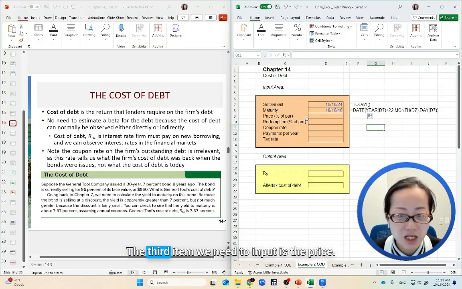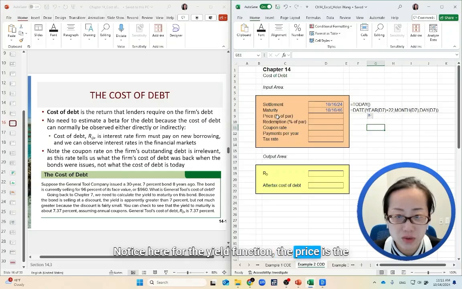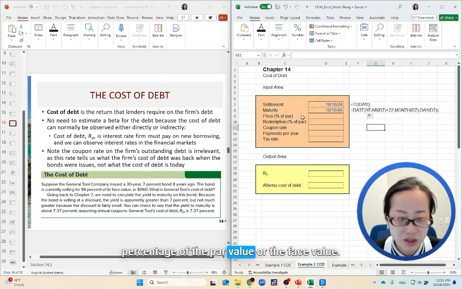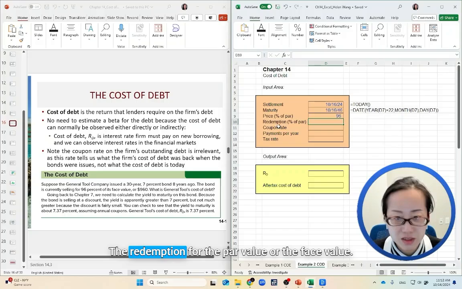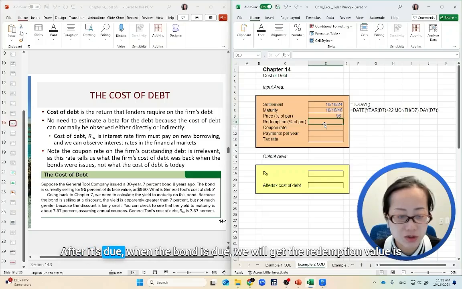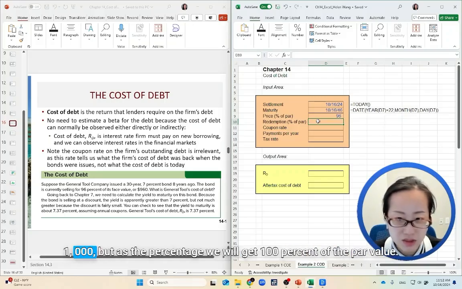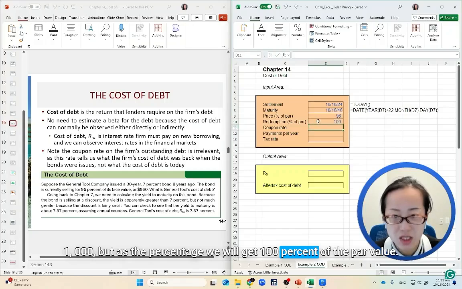The third item we need to input is the price. Notice here for the yield function, the price is the percentage of the par value or the face value. It's not the exact price. We need to get the percentage. In the question, we are given 96. The redemption is the par value or the face value paid when the bond is due. We will get the redemption value of 1,000. But as a percentage, we will get 100% of the par value.